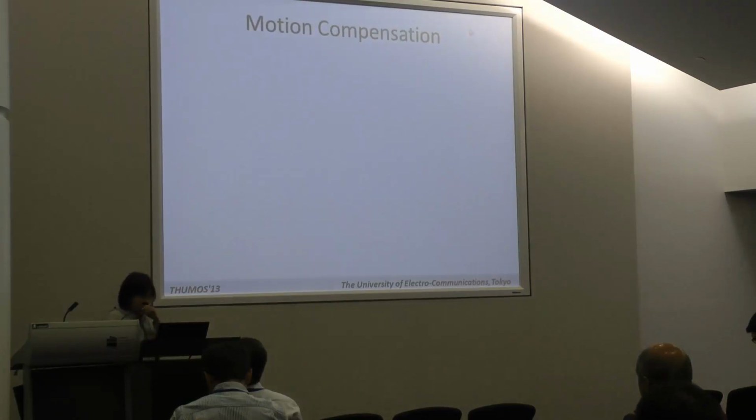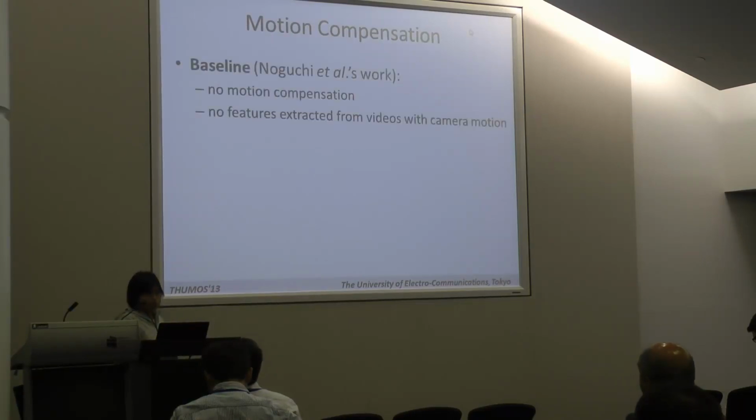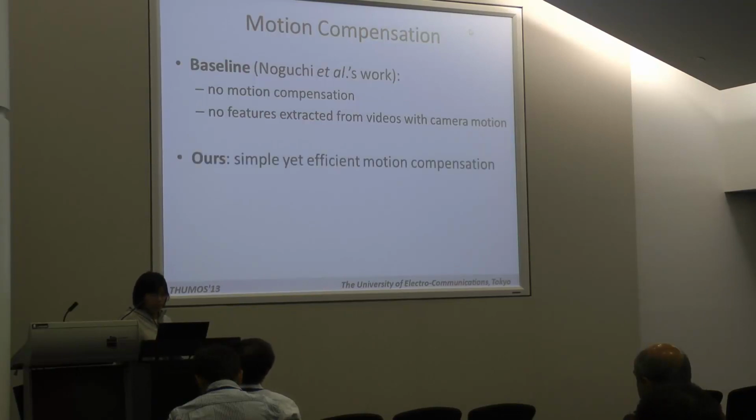So here I will talk about our enhancement points. First, about the motion compensation. In the baseline, no motion compensation is done. That means when they detect camera motion in a frame set, they ignore the information of that frame. And if the whole video contains camera motion, that means no features will be extracted. We propose a simple yet efficient motion compensation to overcome this problem.